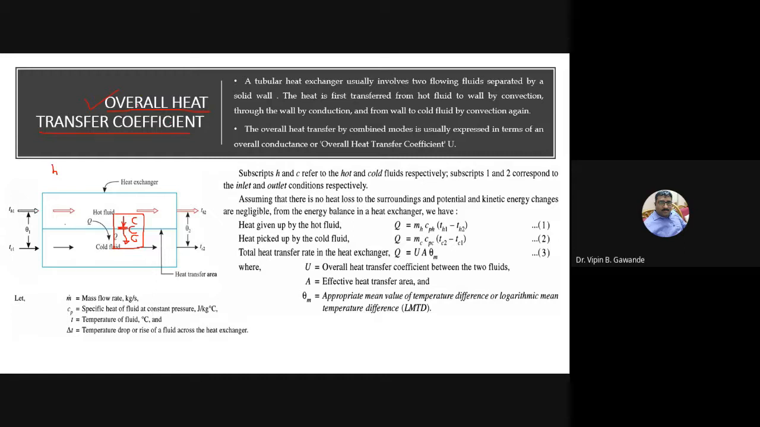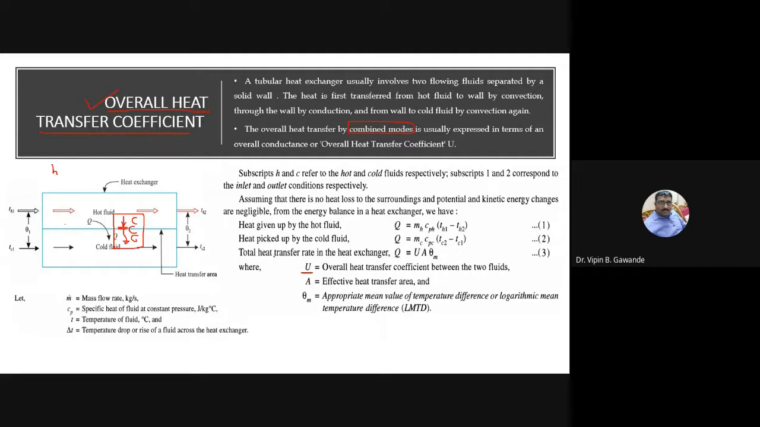So the overall heat transfer coefficient is associated with the combined modes of heat transfer. Whenever we are considering the combined modes of heat transfer, we are considering the overall heat transfer coefficient. And it is denoted with the capital letter U.